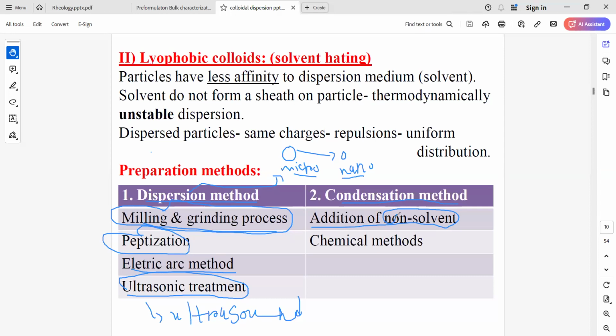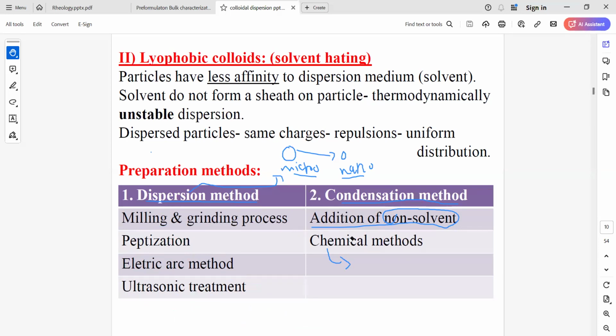And in the case of chemical methods, what are the different types of chemical method? Type your answer in the chat box. Double decomposition. Which material do we use for double decomposition? Type your answer in the chat box. I am telling you the name: double decomposition.